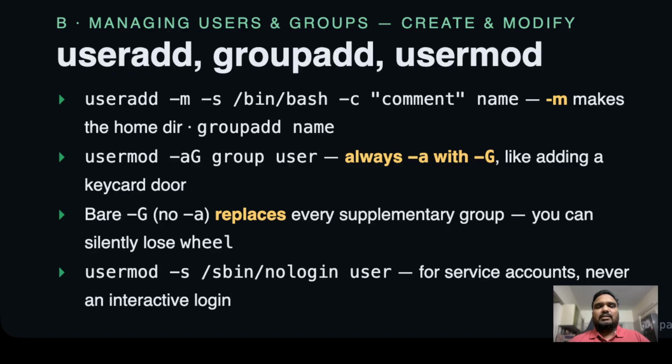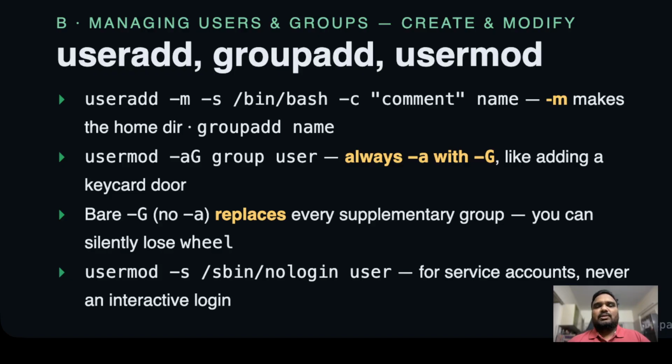To create a group on its own, groupadd space name. To modify an existing user's group membership, usermod -aG, then the group name and then the username. But here I need you to burn this into your memory: always use a small a together with capital G. Here's why. Hyphen capital G alone means set this user's supplementary groups to exactly this list. It replaces everything, wiping every other group they were already in. Hyphen small a means append. Add this new group, keep everything they already had.